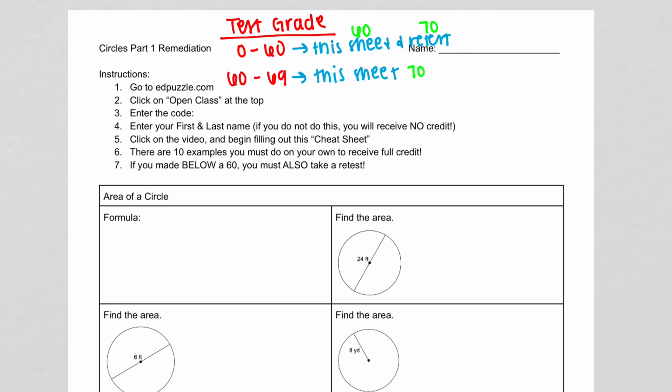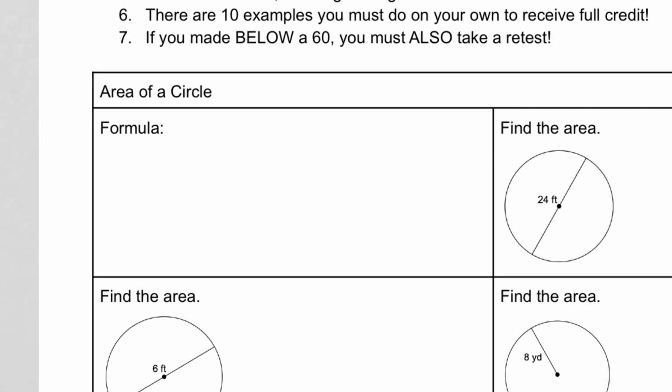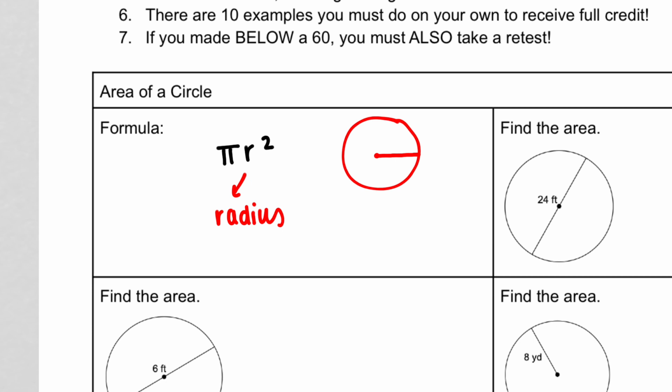So one of the first things we did was we talked about the area of a circle, and your formula for this is pi r squared, where this r stands for the radius. So there's two things you need to know when you have a circle. If you have the center and it goes out from the center to the edge, that is your radius. But if you have a line that goes from edge to edge through the center, that's your diameter, and it's actually double of the radius.